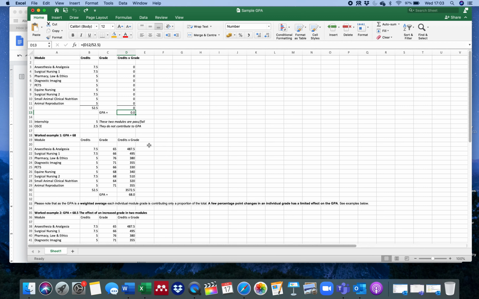So hopefully that has helped you to understand how the GPA is calculated and where the number is arrived at.